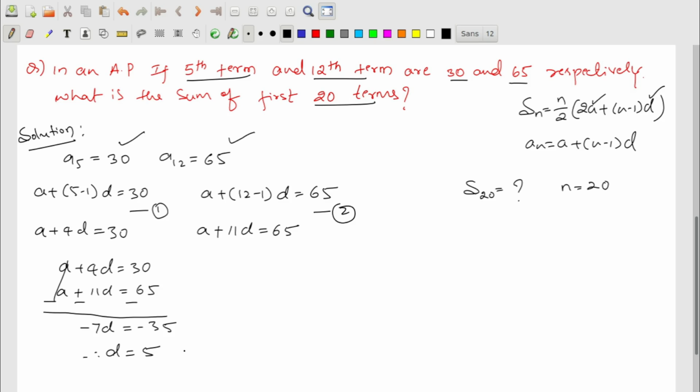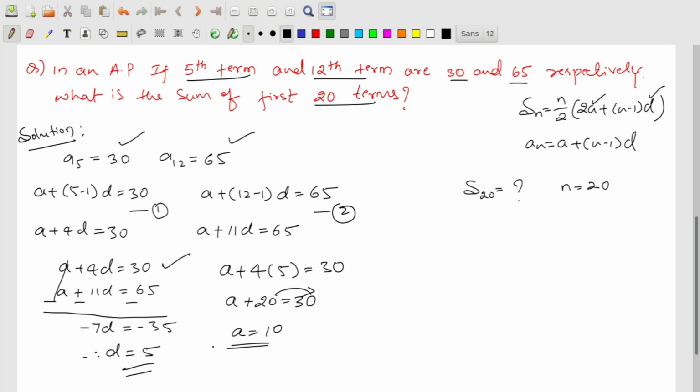Okay. So now substitute this D is equal to 5 in one of these two equations. Let me put it here. So you will get A plus 4 into 5 is equal to 30, right? If you solve this, you will get A plus 20 is equal to 30, then A is equal to 30 minus 20, that is 10. All right. So we got A is equal to 10 and D is equal to 5.